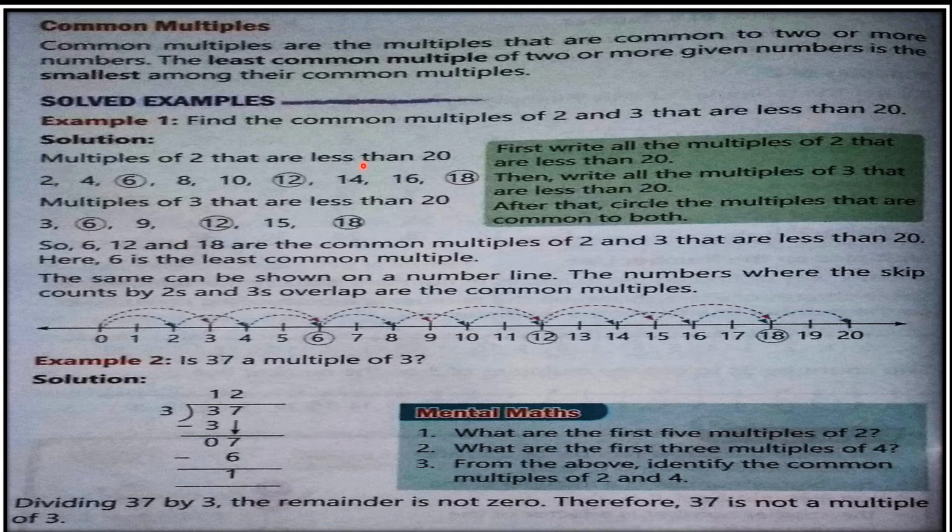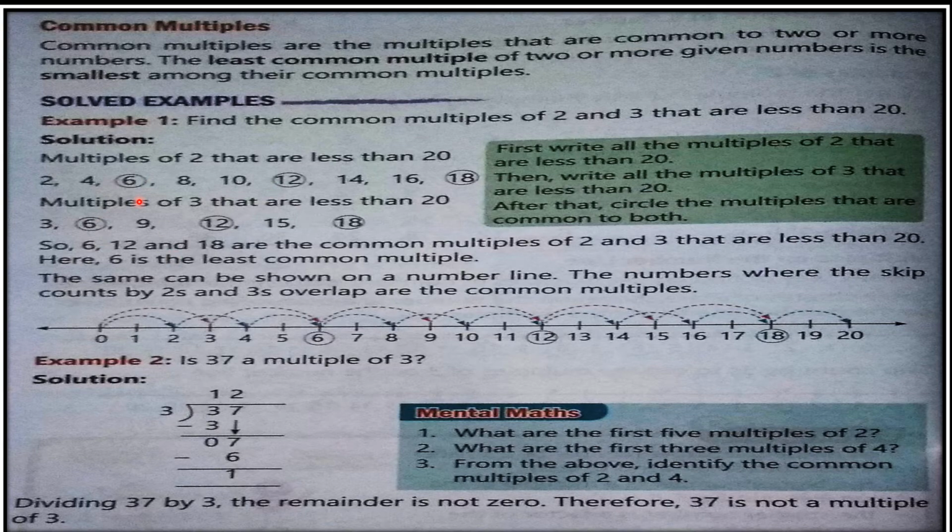These are the same ones in both the tables, 2 and 3. Now in this question, which one is the least common multiple? Which one is the smallest? 6, 12 or 18? 6. So 6 is the least common multiple.